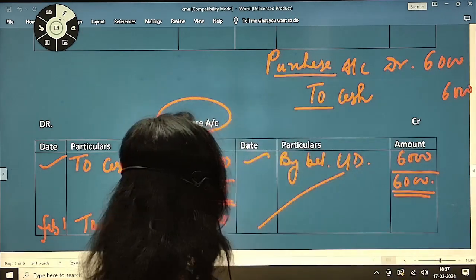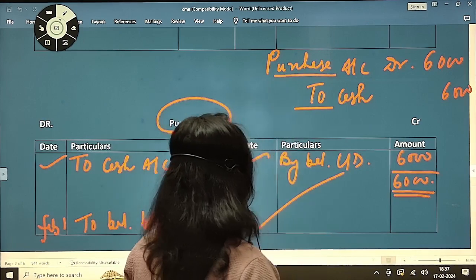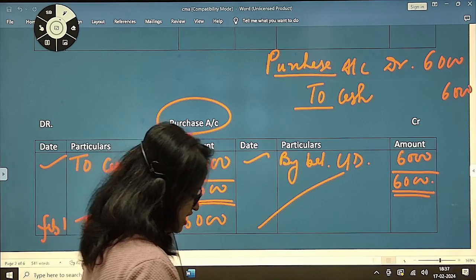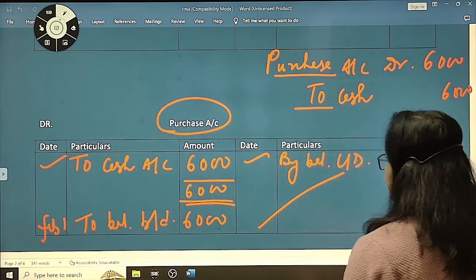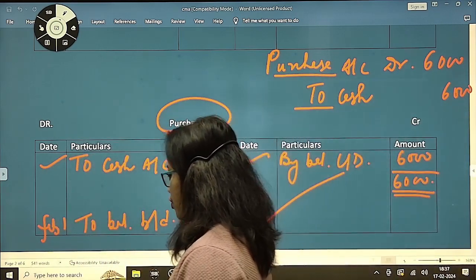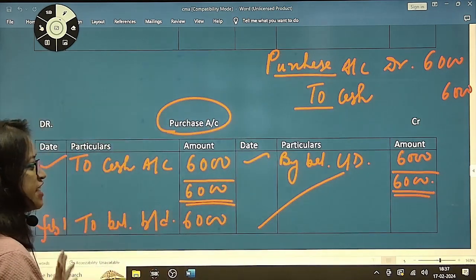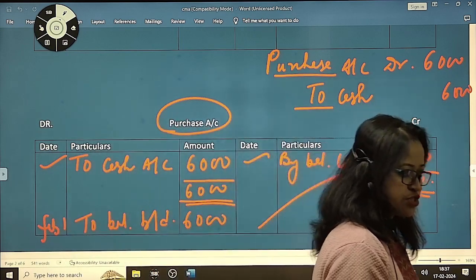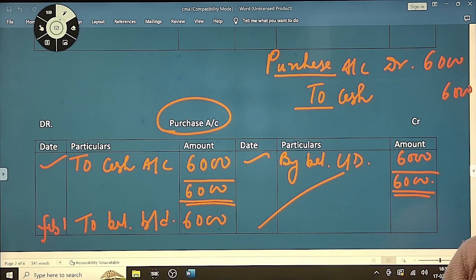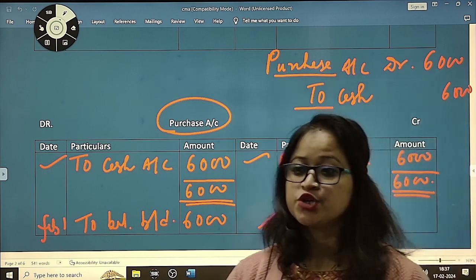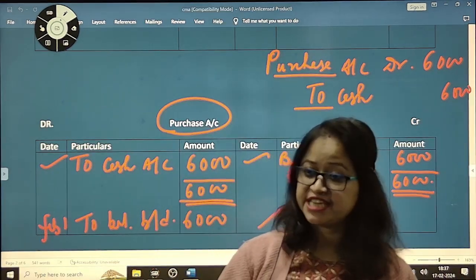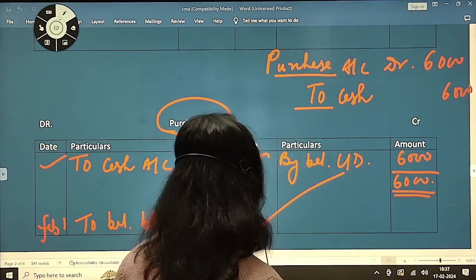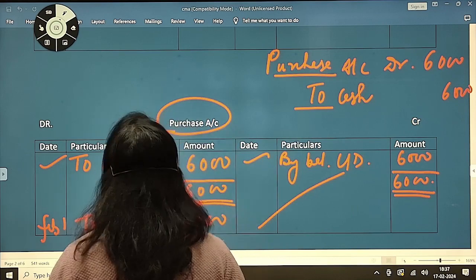So learn ledger posting very carefully. Learn it with full effort, because in partnership you have to give journal entries, and after journal entries you have to prepare various accounts. You have to prepare revaluation account, realization account, and capital account. So if you are not good with journal entry and ledger posting, then it will be very difficult for you to do partnership. Partnership is a long chapter.